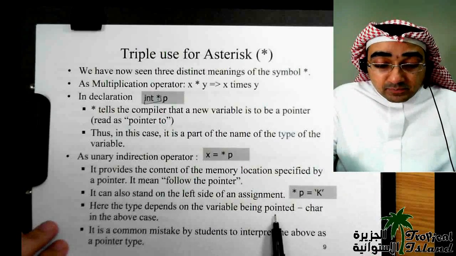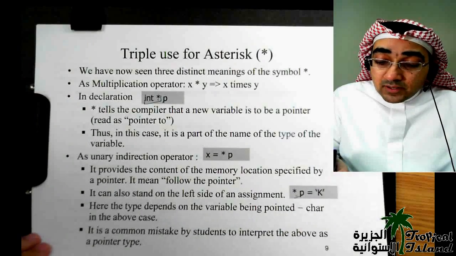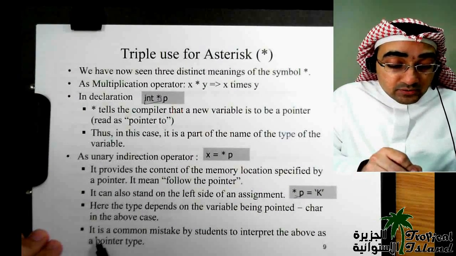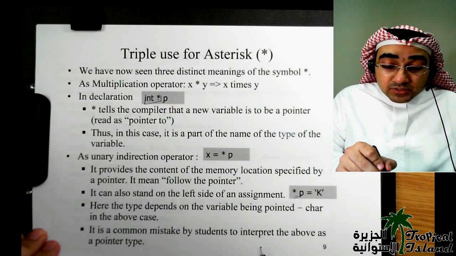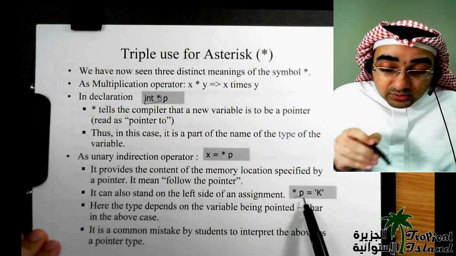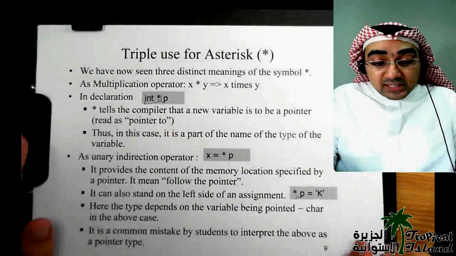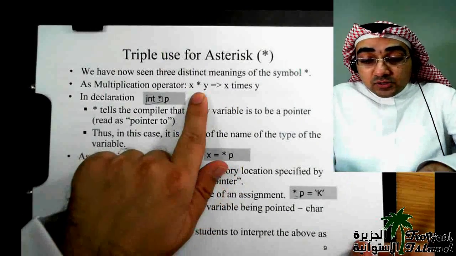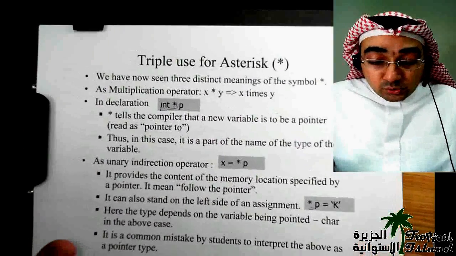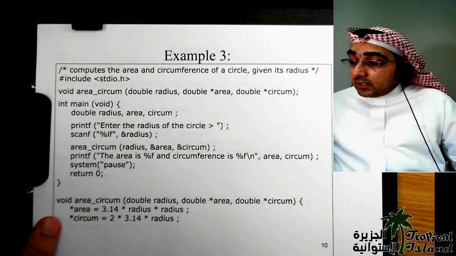Here the type depends on the variable beginning with the pointer character in the above case. Okay, so it has to be a type of character pointer; you cannot have an integer pointer and then assign a character to it. This is what we mean over here. It is a common mistake by students to interpret the above as a pointer type. This is not a pointer type. This is the value that's being pointed to by p. Okay, and this is not a pointer. This is a multiplication. Okay, so do not make these mistakes in the exam or in programming in C.